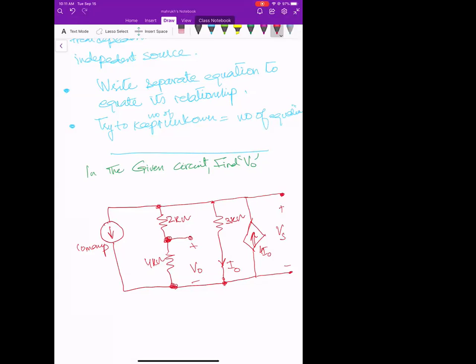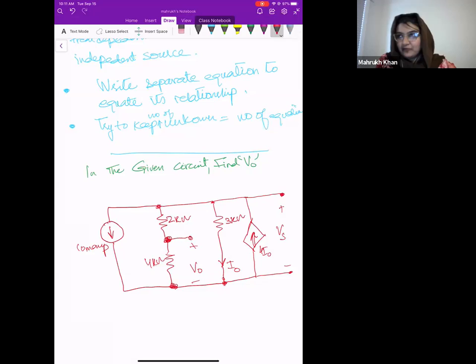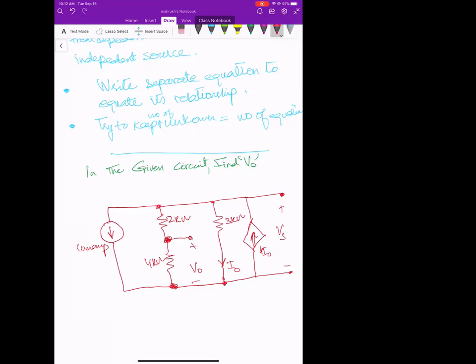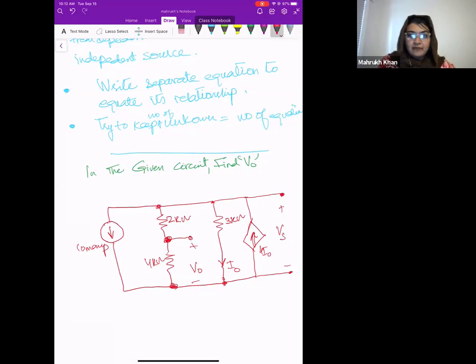Am I cutting out again? Yes, sorry. Do you try to find voltage or try to find current? That's what my question is. Voltage, V0. Okay, that's fine. But the catch is that we have many loops, right? So if we try to find loop equations, then we have to find many loop equations, right? And if we try to find currents, then we have only two nodes, right?